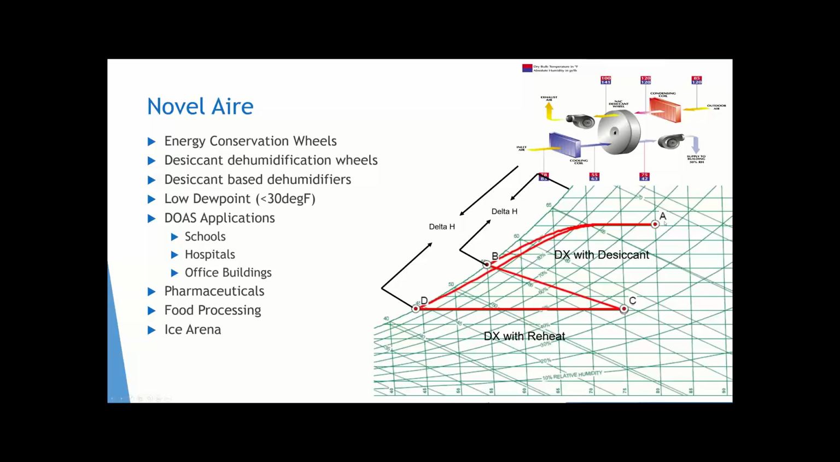With a Novel Aire unit or a desiccant wheel unit, where you'd also have another enthalpy wheel on the other side of the unit, you would be able to cool it down to point B and then use the desiccant wheel to shortcut all that enthalpy that you would require to cool it down to D. You could drop it all the way back down to C. That's where the desiccant wheel comes in handy. You end up with quite a bit of enthalpy difference there. So that's why we'd use something like a Novel Aire unit for this system. We can provide you that selection as well.